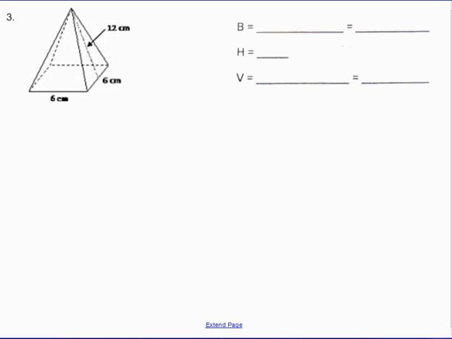Next one, pyramid. So I need the base, and the base is a square. That one is probably my favorite because that's just a side squared. So I just have to take 6 and square it. So I don't even need a calculator, I just do that in my head. It's 36 centimeters squared. And I'm like, height.